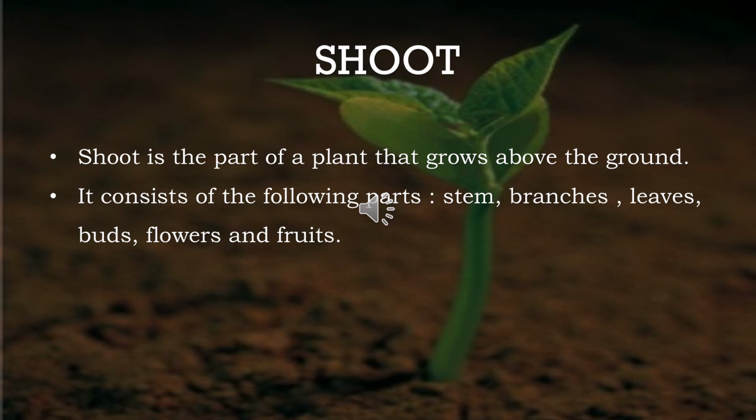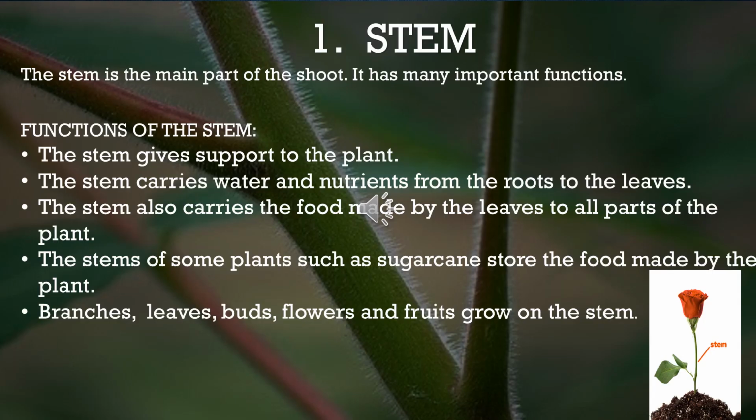Our next section, shoot. Shoot is the part of a plant that grows above the ground. It consists of the following parts: stem, branches, leaves, buds, flowers and fruits. First one is stem. The stem is the main part of the shoot. It has many important functions.